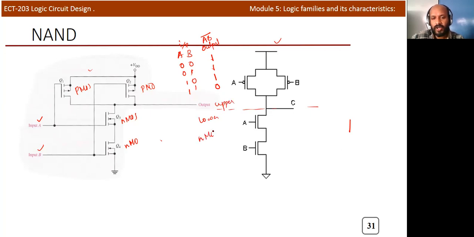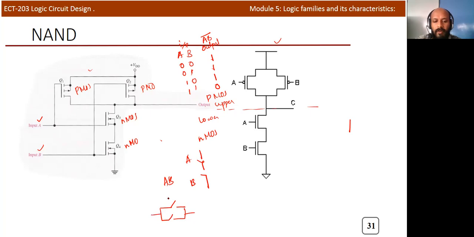Lower portion you need to draw by using NMOS transistor, and upper portion by using PMOS. And if it is a NAND gate, you can think about the AND operation. Okay, so if two switches are connected in series, A B means this circuit will operate as an AND. Okay, it's equivalent to AND. If two switches are connected in parallel, that operation is equivalent to OR operation.